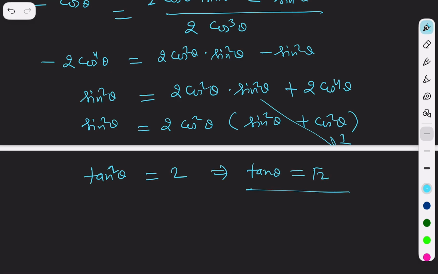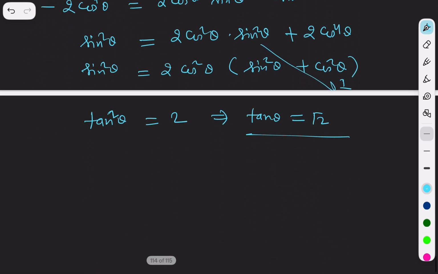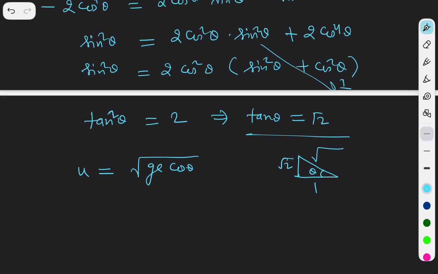If we got tan theta, now we can calculate u, and if we can get u, we can get v also. So u is equal to under root of g l cos theta. For getting cos theta, we can use a simple right angle triangle. It will be root 2, this will be 1, so the hypotenuse will be root of 2 plus 1, that is root 3. So cos theta will be 1 by root 3, and our u will be the square root of g l by root 3. So we got u.